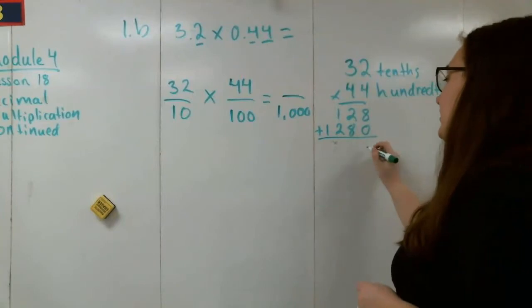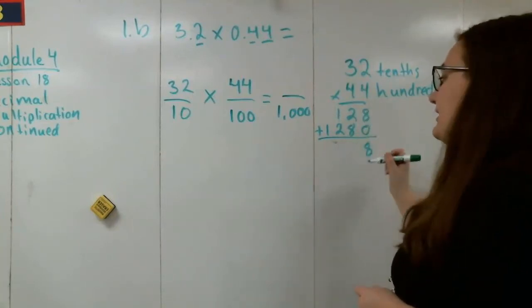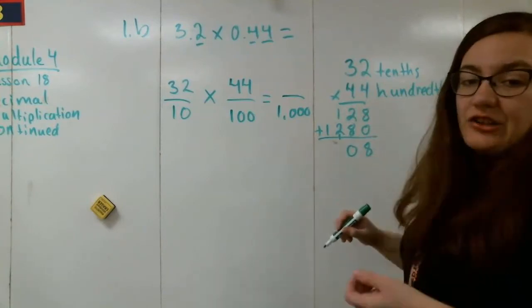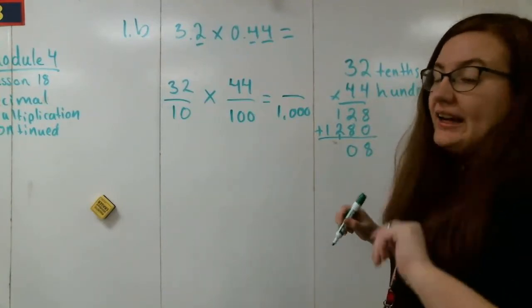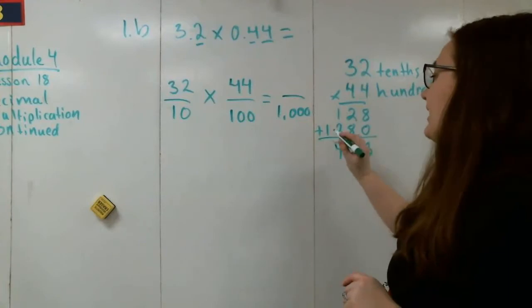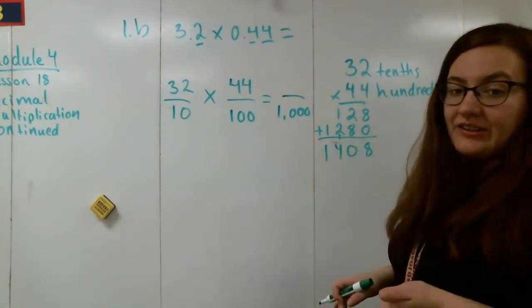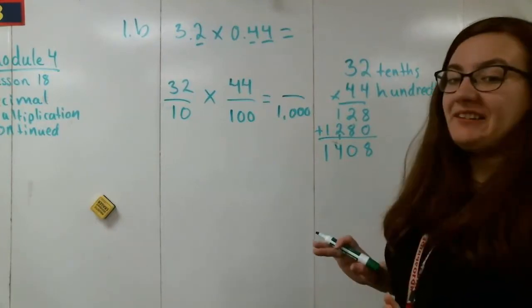So I get 8 plus 0, which is 8. 2 plus 8, which is 10. 1 plus 2 plus 1, or I could do 1 plus 1, which is 2. And 2 plus 2, which is 4. And then 1. So I know this looks like it's 1,408, but it's definitely not.